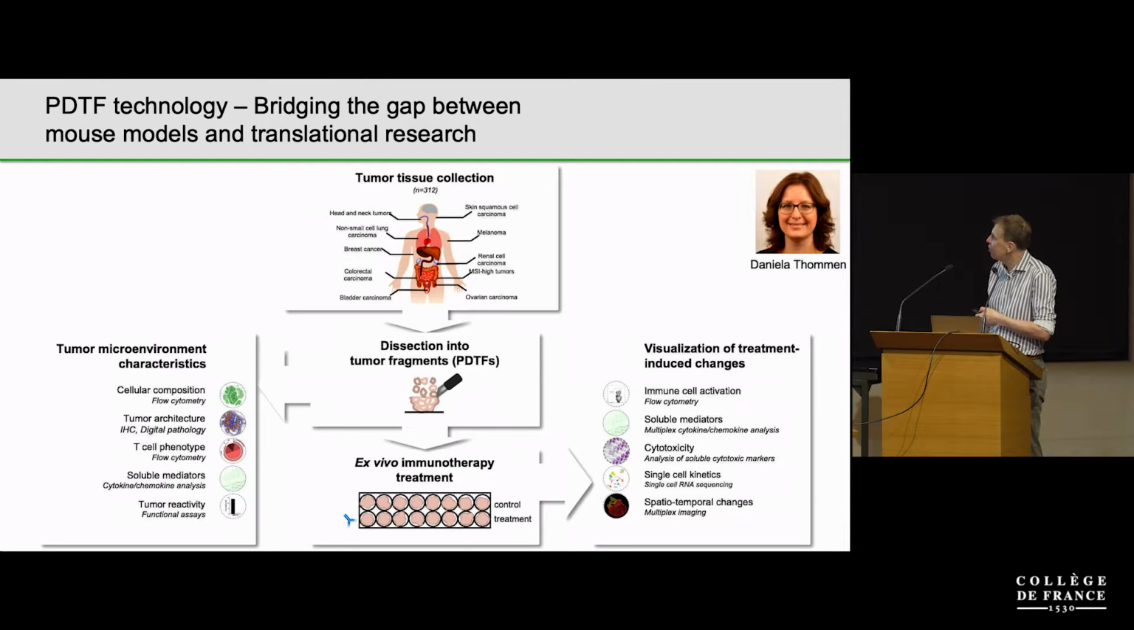Now, this is actually a little bit of an outdated slide. Then we dissect this tumor material into tiny fragments, which we call PDTFs. And then we can store those fragments, we can thaw them, and then do ex vivo immunotherapy treatments, controls and treatments, and then compare what are the treatment-induced changes, looking at immune cell activation, soluble mediators, etc.